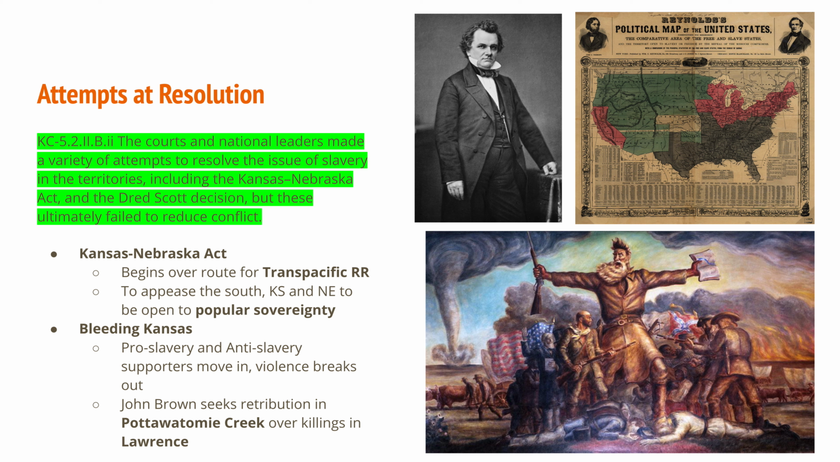John Brown, the radical abolitionist, is going into Kansas after some pro-slavery forces in Lawrence, Kansas, had killed some anti-slavery supporters in the region. And so at Pottawatomie Creek in Kansas, John Brown murders 5 pro-slavery supporters. The bottom picture that you see there is John Brown coming into Kansas. That actually is inside of the Kansas state capitol.